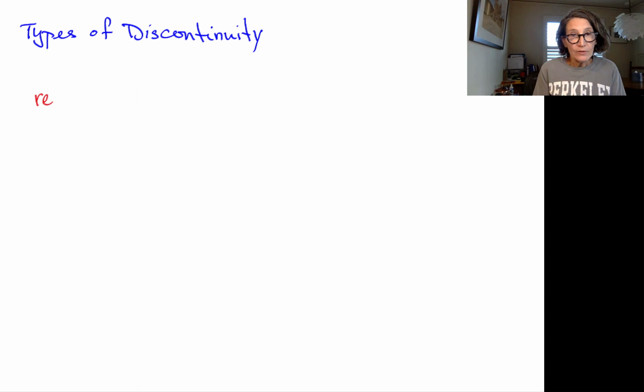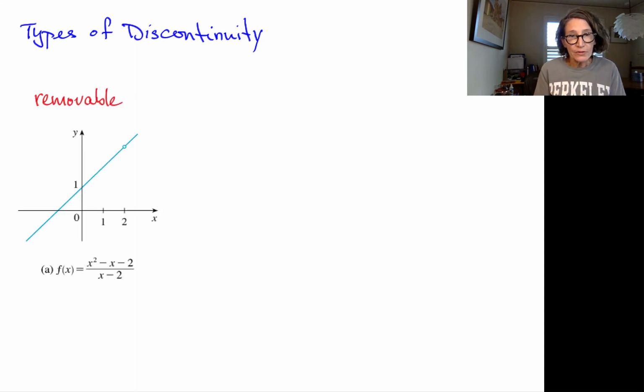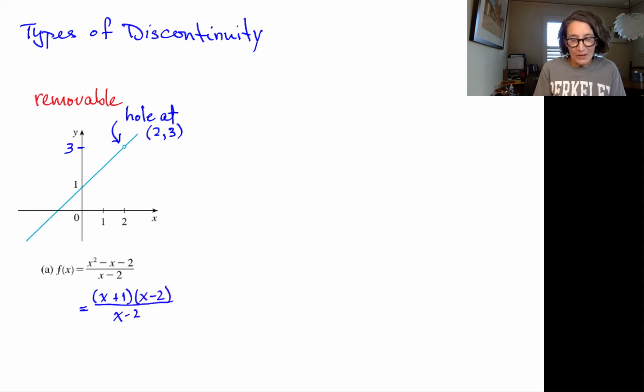All right, so there's 3 different types of discontinuities. So the first type we've already seen is called removable. So here's another example, very similar example. F of x equals x squared minus x minus 2 over x minus 2. Notice that's a line, it's got a hole in it. The hole is at the point 2, 3. And why is that? Well, if we factor the numerator, we get x plus 1 times x minus 2. We can cancel the x minus 2's and we can say this is x plus 1 as long as x is not equal to 2.